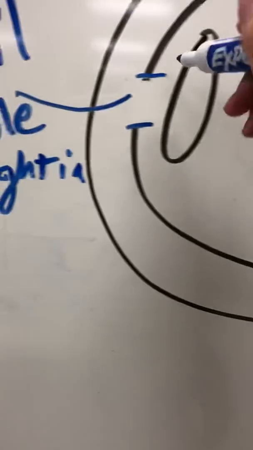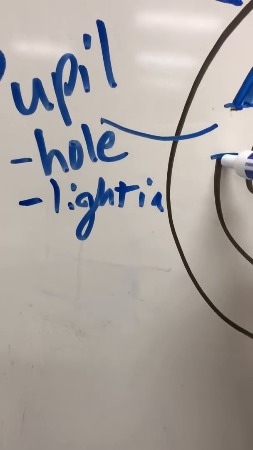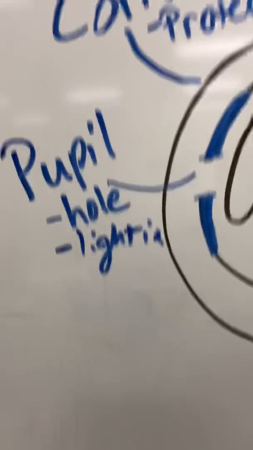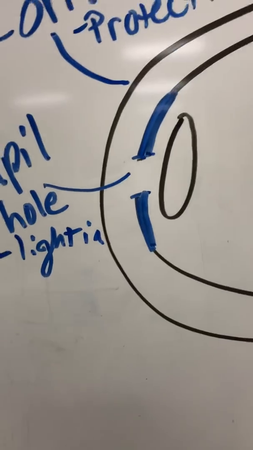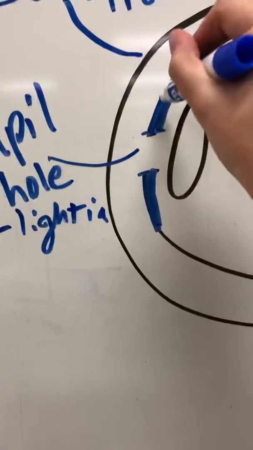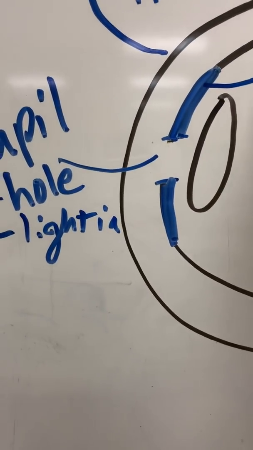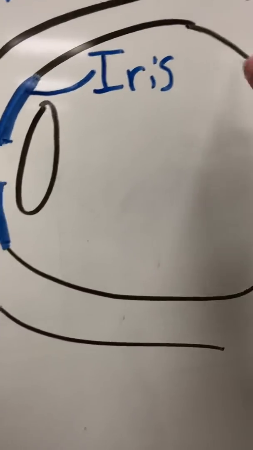All right, the next part of the eye would be this part right here that surrounds the pupil. And normally that has a color to it. So it's either gonna be brown or blue or green or grayish, okay? And this colorful part of your eye is called the iris. Iris, okay? What color is your iris?